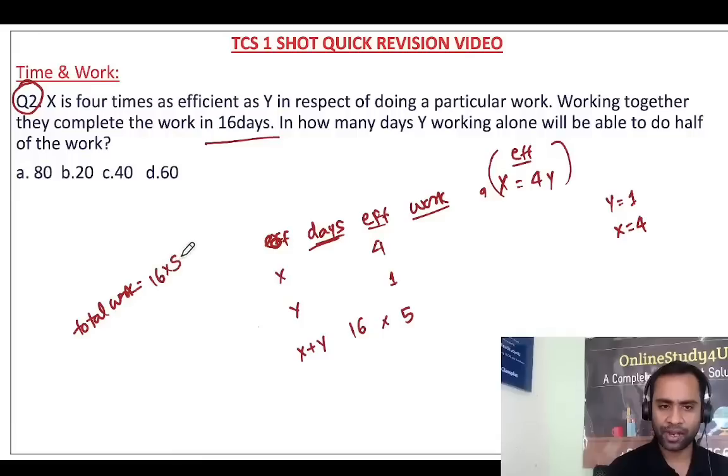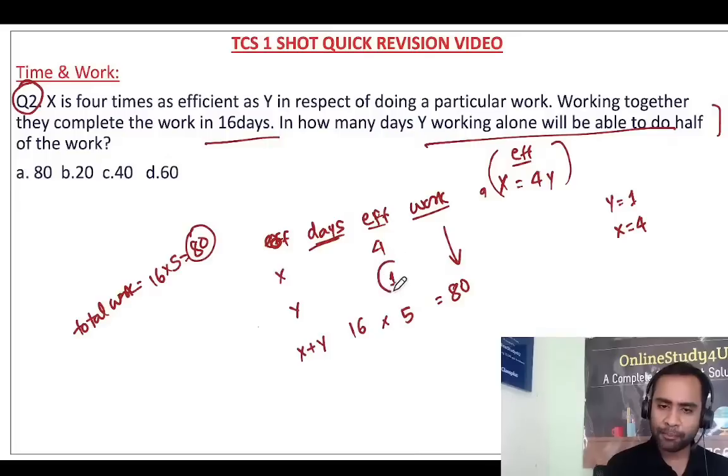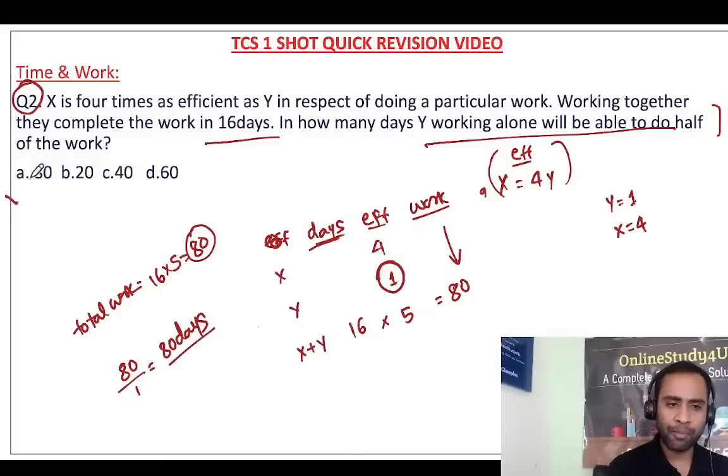So 16 into 5, 80 is the total work. Okay, clear. Now, in how many days will Y working alone be able to do half of the work? Y can complete only one work in a day. So for completing 80 work, Y will be taking 80 days, and many of you will mark this.